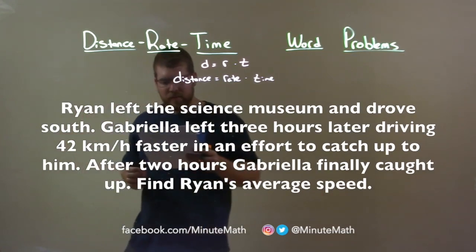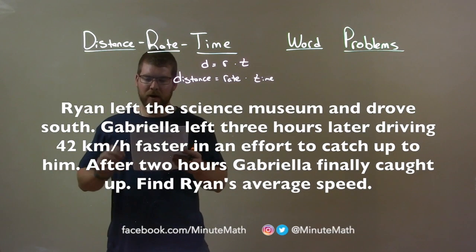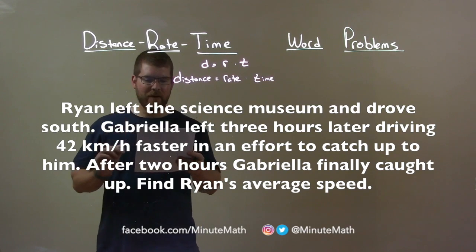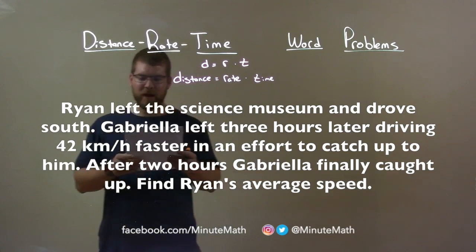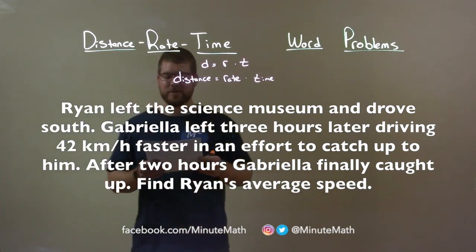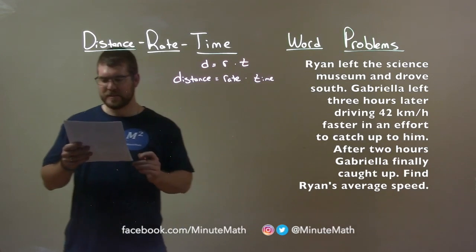Ryan left the Science Museum and drove south. Gabriella left 3 hours later, driving 42 kilometers per hour faster in an effort to catch up to him. After 2 hours, Gabriella finally caught up. Find Ryan's average speed. Okay, so we know distance equals rate times time.